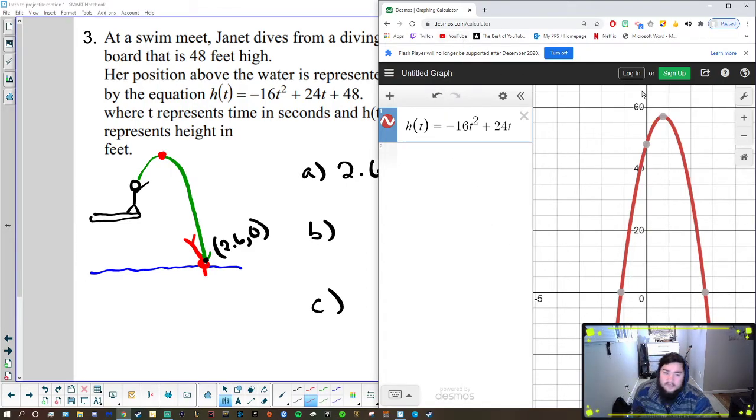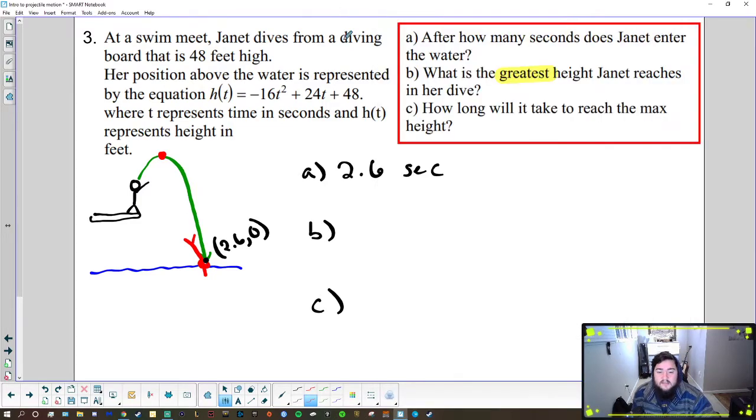So we go back to Desmos and we click on this highest point and we can see that the highest she gets is 57 feet, because remember, our y values are our heights, and the x values are all time. So after 0.75 seconds, she gets 57 feet above the water. That's the maximum she gets because this is the vertex. So for B, we have 57 feet. It is right here that she is 57 feet above the water.